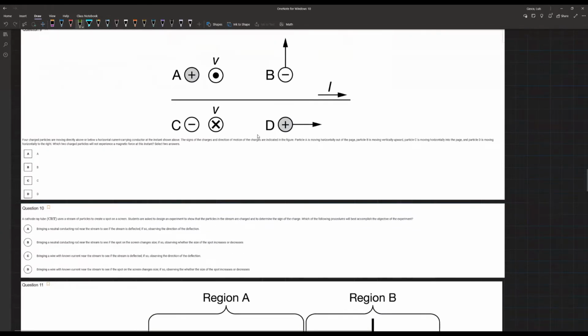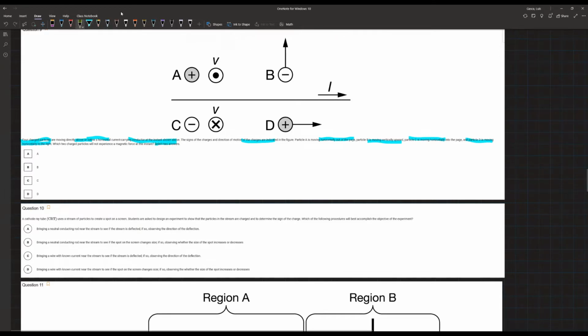Let's go to number 9. 4 charged particles are moving directly above or below a horizontal current carrying conductor at the instant shown above. The signs of the charges and direction of motion of the charges are indicated in the figure. Particle A is moving horizontally out of the page. Particle B is moving vertically upward. Particle C is moving horizontally into the page, and particle D is moving horizontally to the right. Which 2 particles will not experience a magnetic force at this instant? We're going to select 2 answer choices.